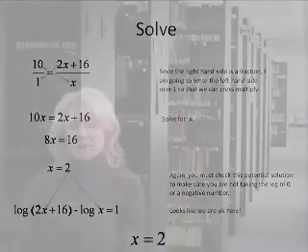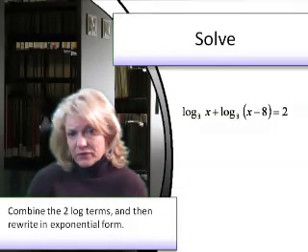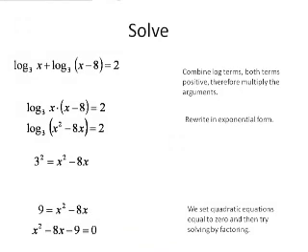We begin by combining the separate log terms into a single log. Since both of the terms are positive, the arguments will be combined through multiplication. Next, we write in exponential form. 3 squared equals the argument x squared minus 8x. Since this is a quadratic equation, we set this equal to 0 and solve by factoring.